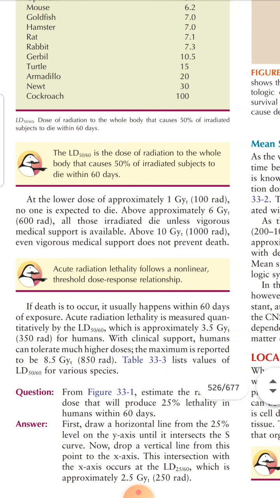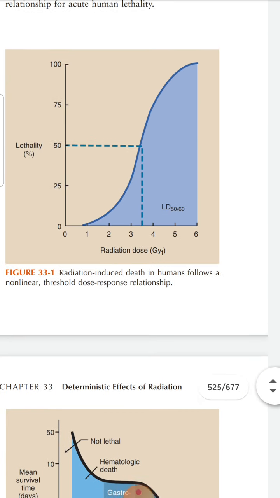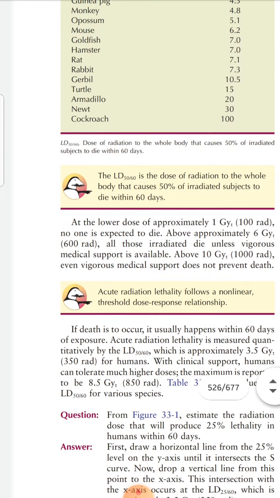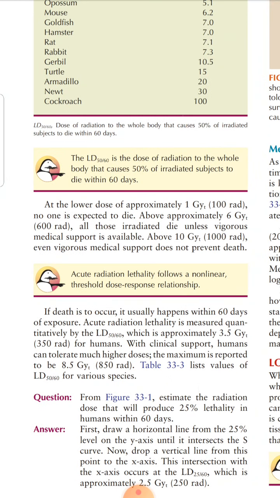Another very important point given here is the shape of this graph. You can predict that this graph has a non-linear shape, but it has a dose threshold, so we will call this graph a non-linear and threshold graph. So the acute radiation lethality follows a non-linear threshold dose response relationship.